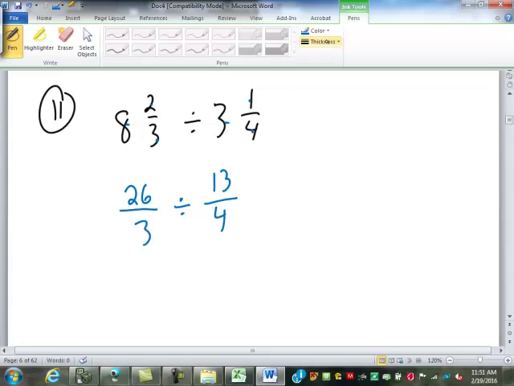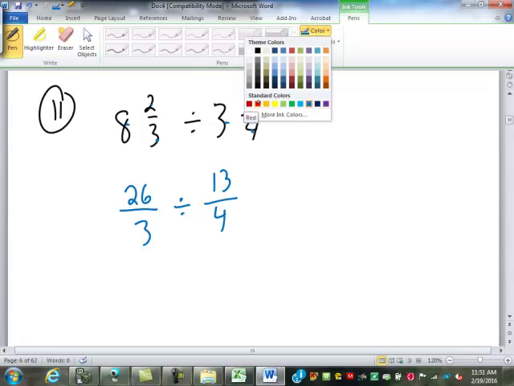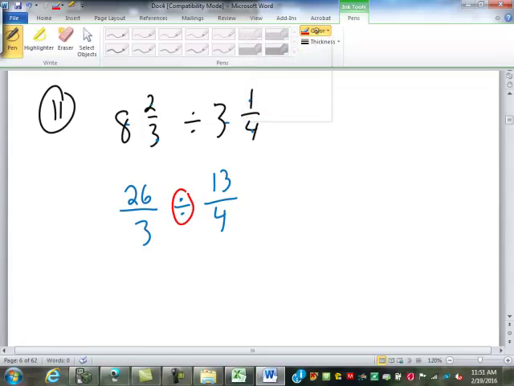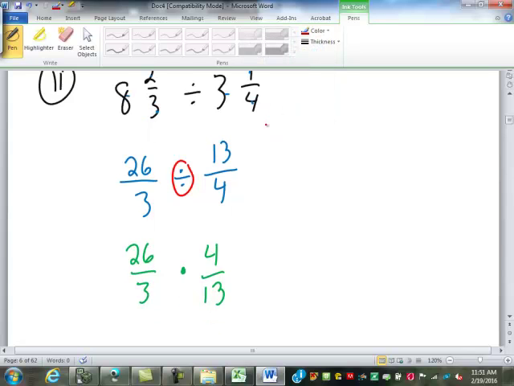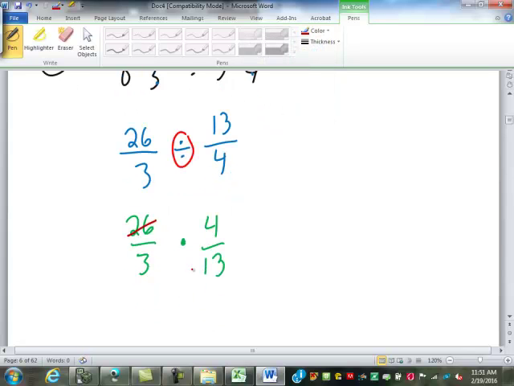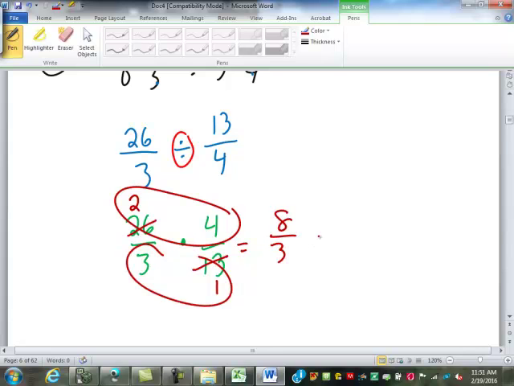Now you're tempted to cross cancel here, but you can't because it's still division. The 26 over 3 will not change. It's the one we're dividing by that changes, so it's going to be multiplying by 4 over 13. And now here we can cross cancel. 26 and 13 can both be divided by 13 to give me 2 and 1. 2 times 4 is 8. 3 times 1 is 3. That's 2 and 2/3.